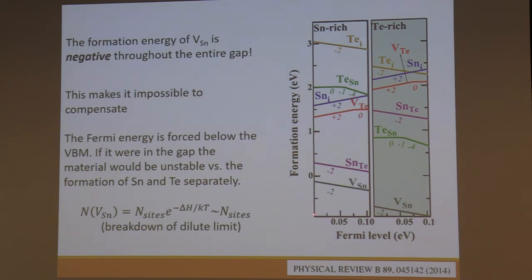That's if the Fermi energy is in between the valence and the conduction band. So in order for them to actually successfully grow it, it can only be grown if the Fermi energy is down below the valence band. You can kind of see this here: this is the acceptor, the tin vacancy. If you were to go to lower Fermi energies, this would get higher in energy, so at some point it will be positive in energy, somewhere below the valence band of the material.